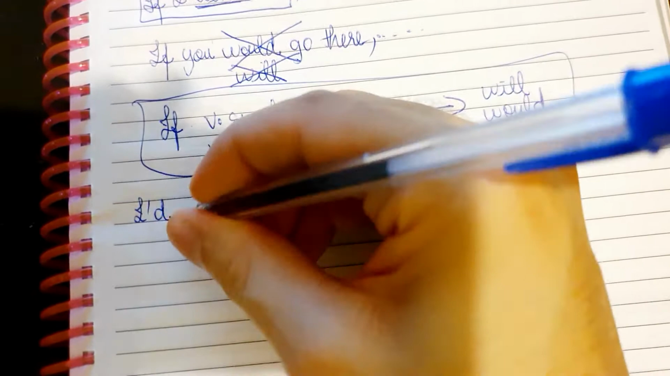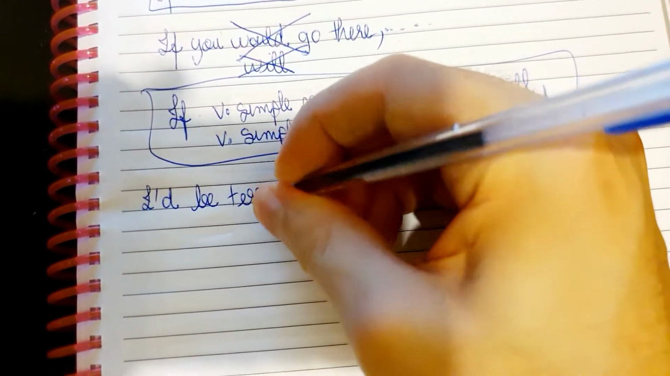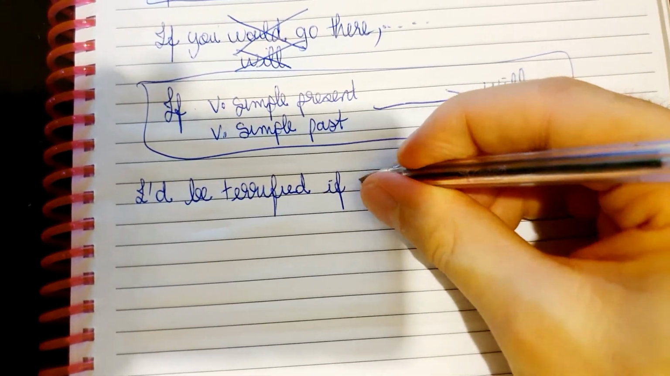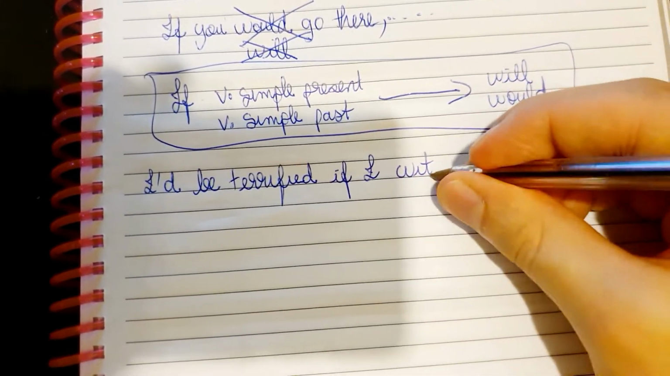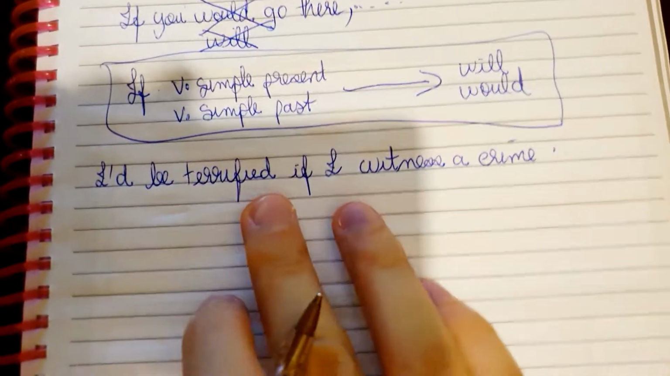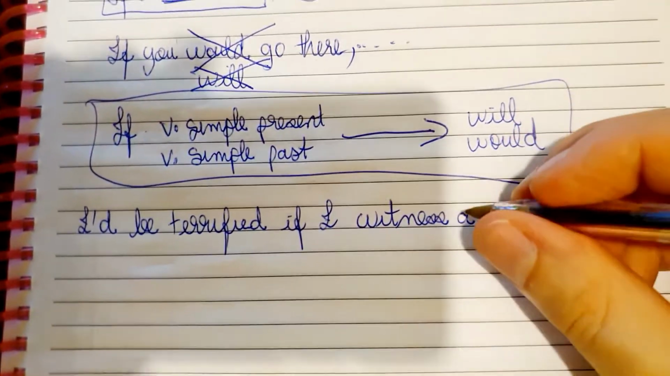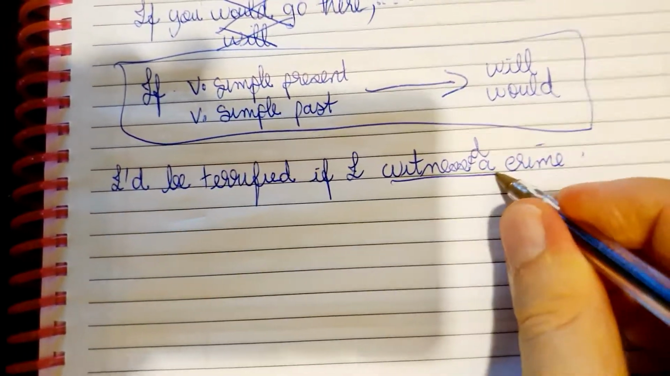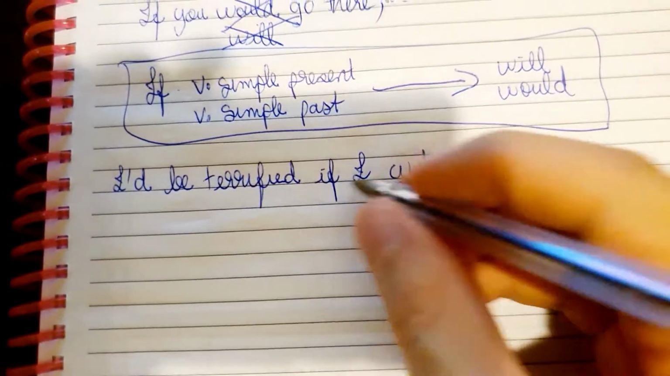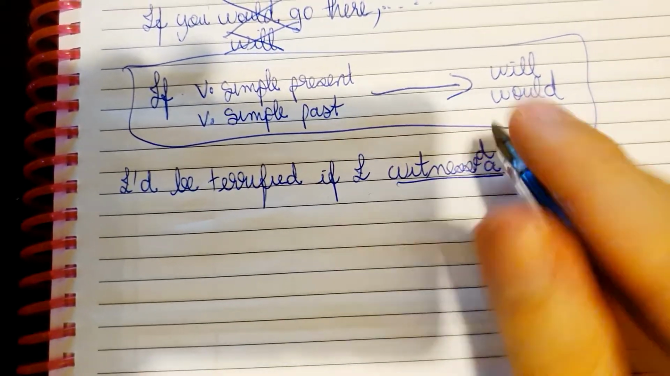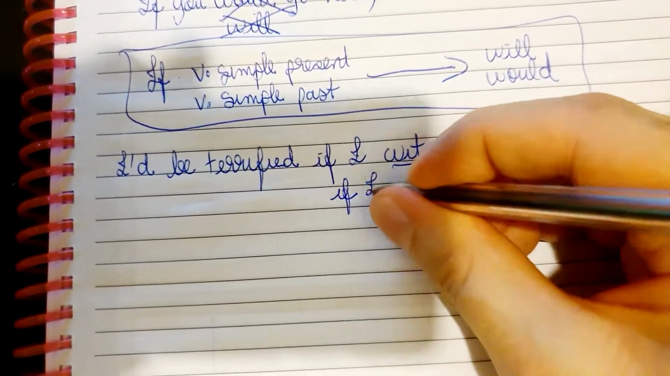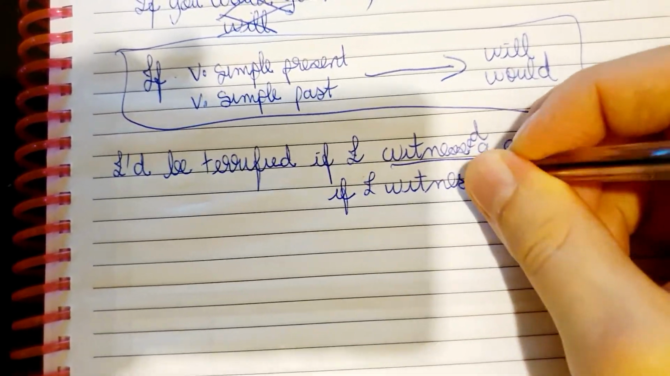I'd be terrified if I witness a crime. For example, I'd be terrified if I witnessed a crime. I corrected here. Why? Because if plus present, for example, if I write like this, if I witness, why is it wrong?